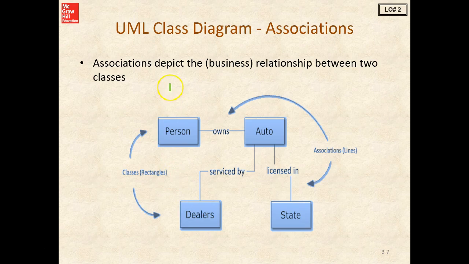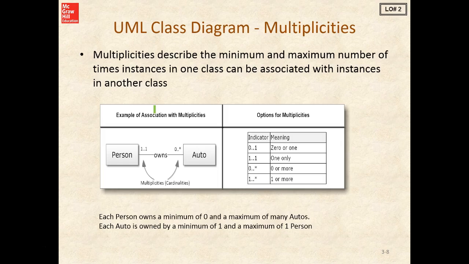So the UML class diagram associations depict the business relationships between two classes. So we have a person and the automobile. We have the relationship between the auto and the service by the dealer. We've got the auto and it's licensed by the state. So this would be a pictorial classification showing the associations.